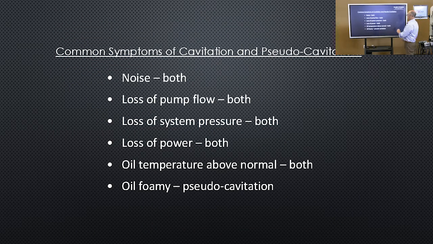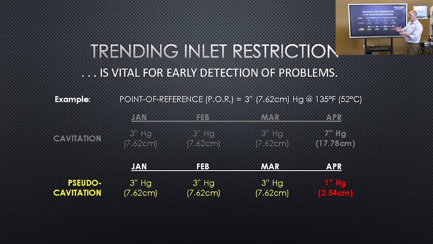All right, so let's go back now to pseudocavitation. Let's study this phenomenon. If I'm trending the inlet restriction of my pump, again using 3 inches of mercury as an example, we can see that in January I'm normal, in February the pump is normal, in March the pump is normal, but in April it drops from 3 inches of mercury down to 1. This is alarming. In other words, once again, red flag. I've got to nip this in the bud. I cannot leave it to operate.